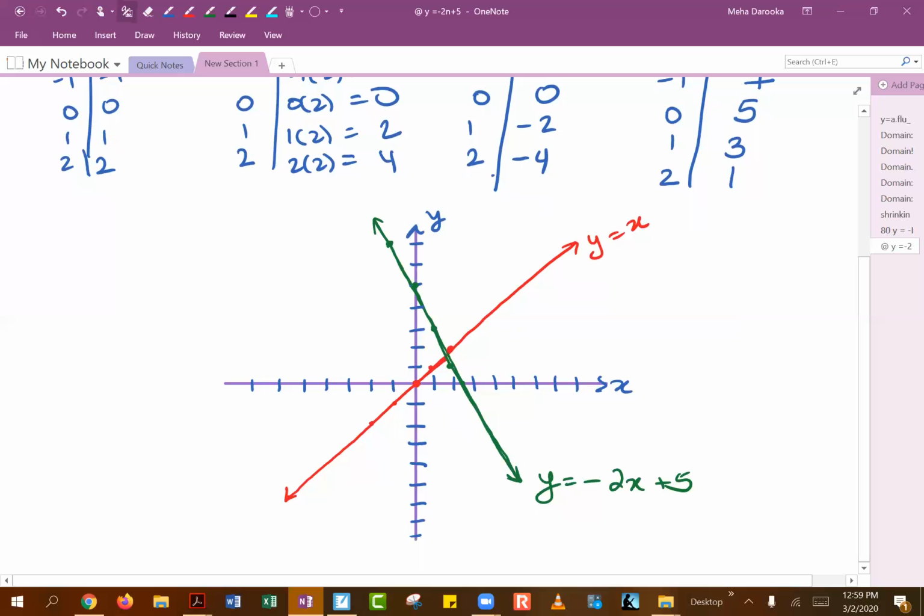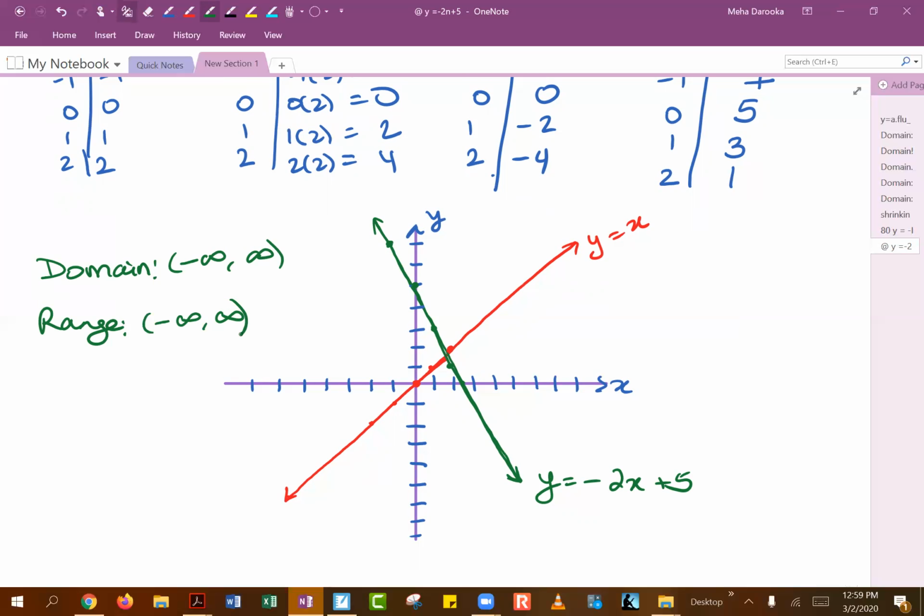Domain and range for that final function. The one in green, our very final function. For domain, okay, and range. Yeah, because it's a straight line. And it's with a negative slope, so you will be going to both positive and negative infinity.